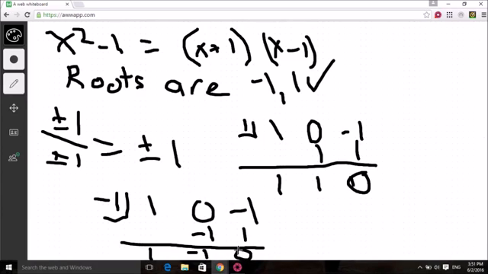So we know this number is a root because this number here is a 0. So -1 does work. And as I showed you, this does get you to the roots.